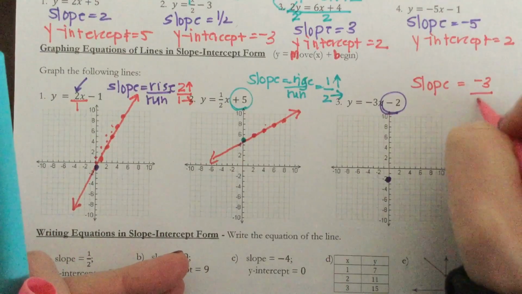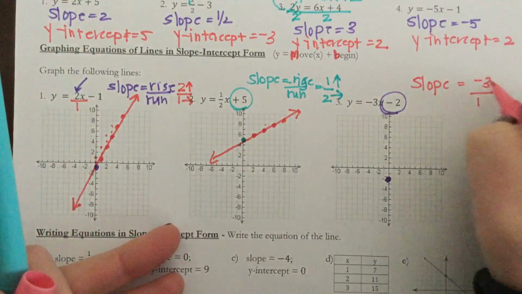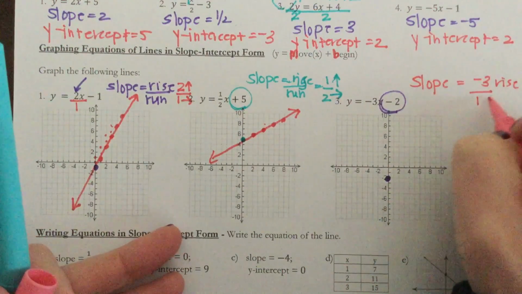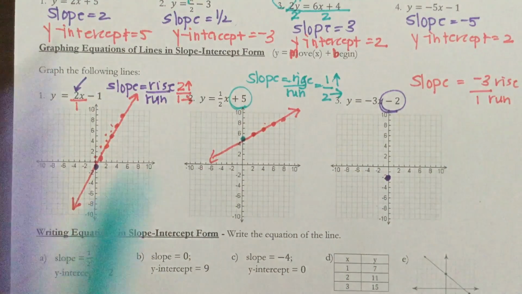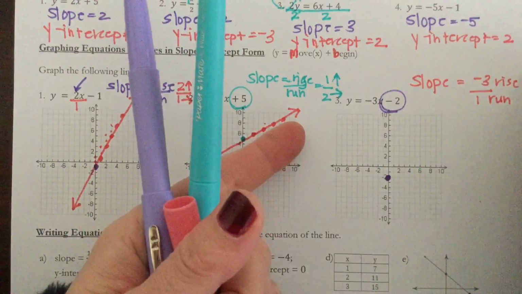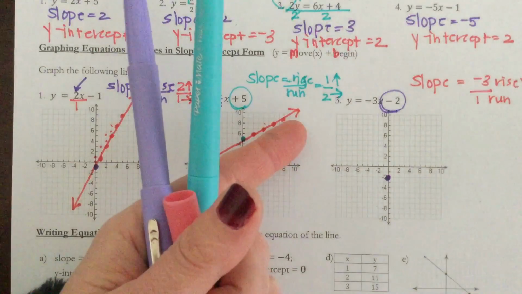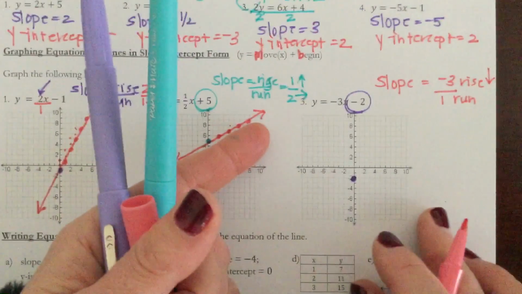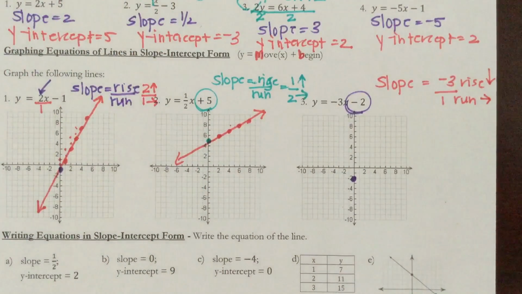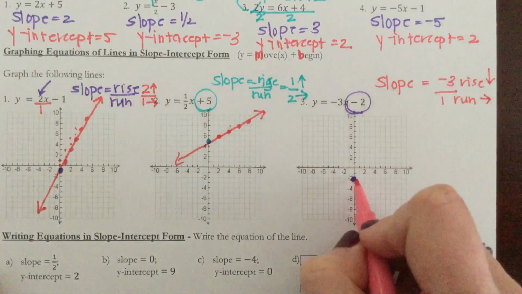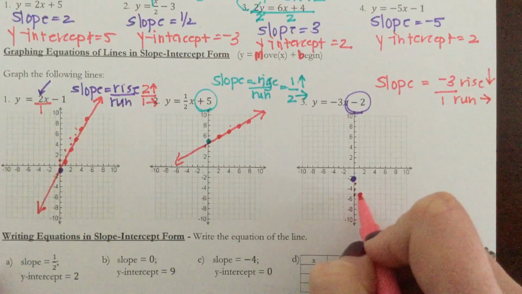Okay, in the denominator, there's an understood 1. Remember, we rise using the number on top and we run using the number on the bottom. If my number on top is negative, rising means I'm actually going to have to move down. And if the number on the bottom is positive, we always move to the right for positive or to the left for negative. So from this point, we are actually going to move down 3 and right 1.